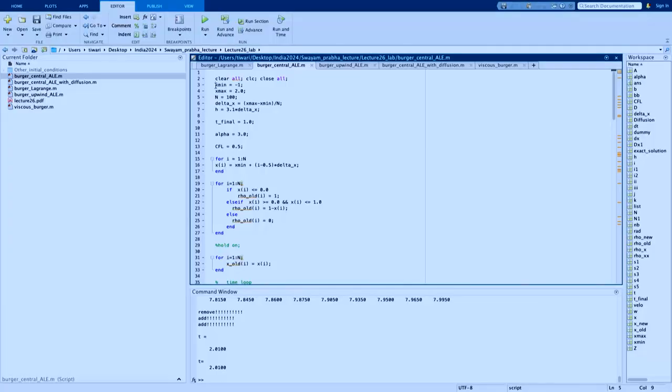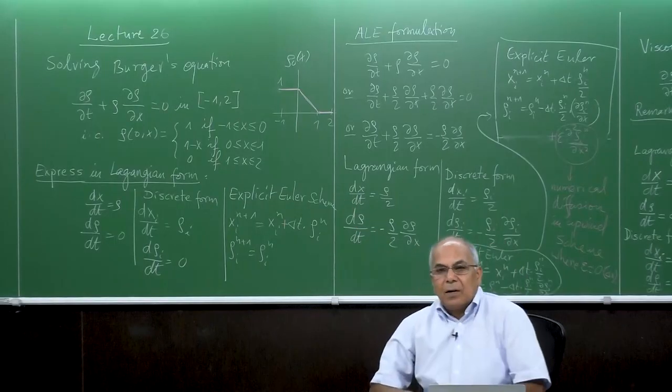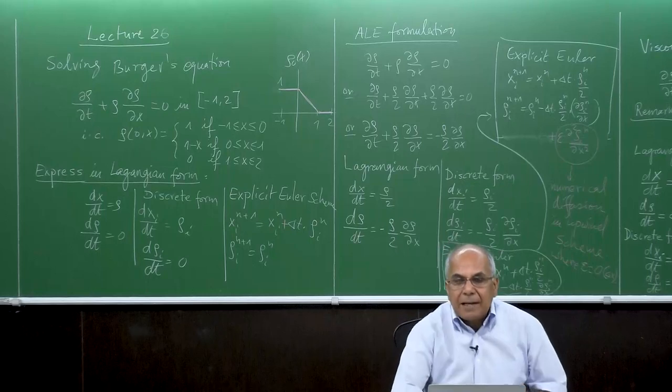I have my x minimum as -1 and x maximum as 2. As a parameter, I start with 100 points. So my delta x is 3 by n. My h, I take as 3 times delta x. I consider t final as 1 because, for the initial condition I have used, at t equal to 1 the solution breaks.